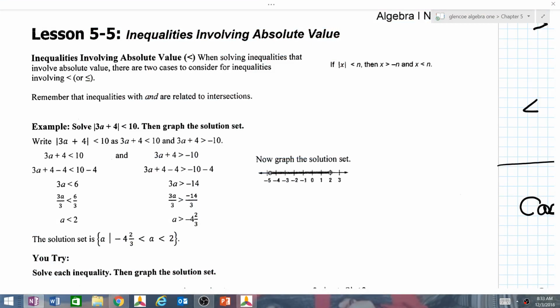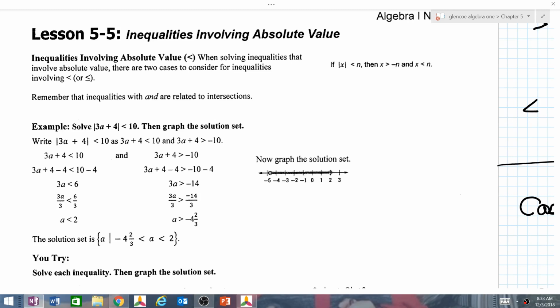Inequalities involving absolute value less than. When solving inequalities that involve absolute value, there are two cases to consider. There's always going to be two cases. I need you guys to pay attention. Right now, we're going to deal with less than and less than or equal to. Are you with me? Yes?